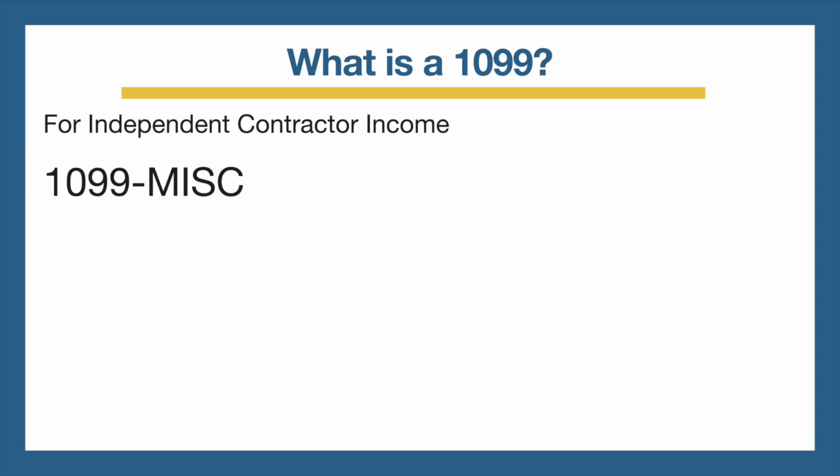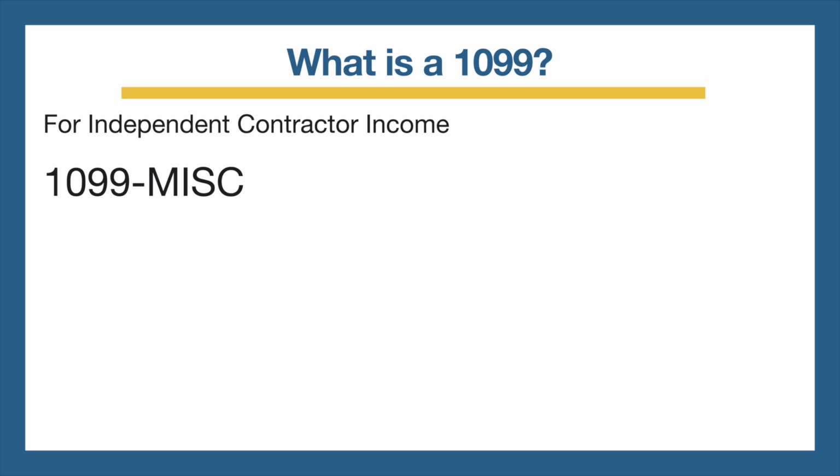The person or entity that is responsible for sending out and filling out your 1099 has to send it to you by January 31st. This goes for any person or entity that has paid you over $600 for that given tax year. The first type of 1099 form I'm going to go over is the 1099-MISC.